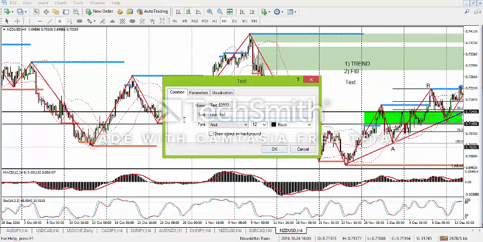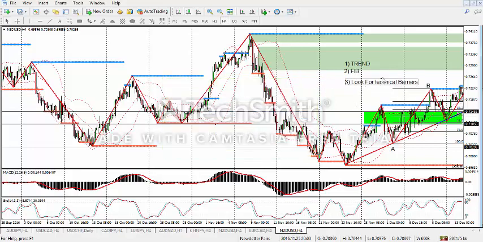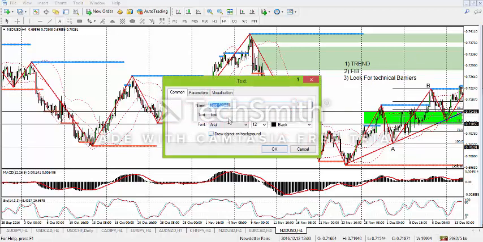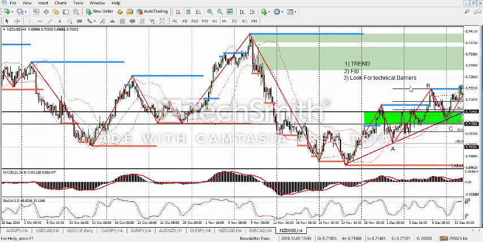Look for technical barriers. Step 3. Easy enough to understand. So now you've got your zone, and your zone is going to be your point C. Let's make it caps.